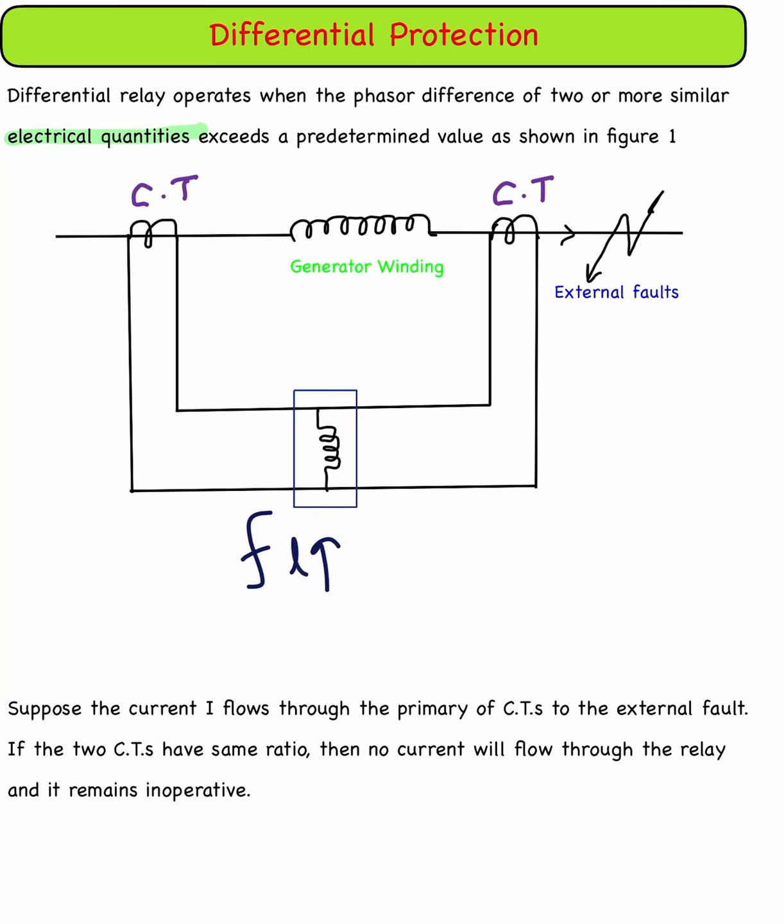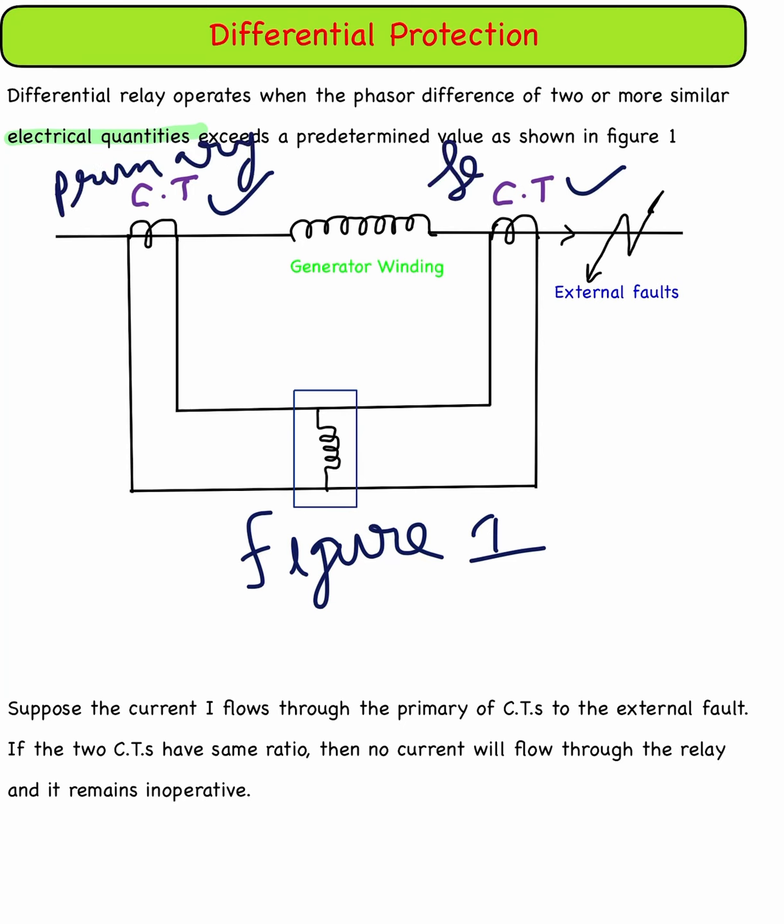So here you can see that in this figure there are two CTs. CT means current transformer. There are two CTs, that is the primary CT and this one is the secondary CT, secondary current transformer. And in between these CTs there is a generator winding. Okay, so this is basically the protected zone.